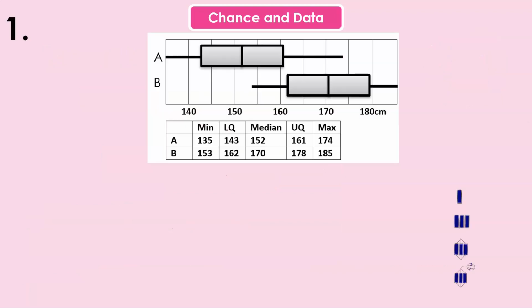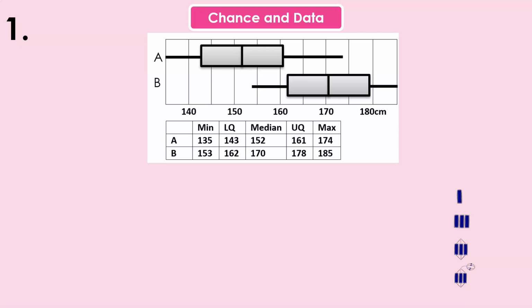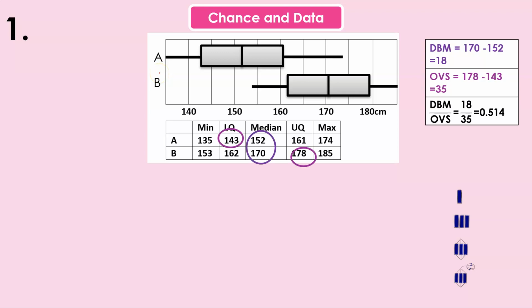So what does that look like in our answers? The first thing we can do is we've got a set of data here with a box plot of A and B. We've got the medians, which we can find the difference of. So 170 take away 152 equals 18. Then we've got the OVS, so the highest upper quartile, take away the lowest lower quartile. So that's 178, take away 143, which gives us 35.